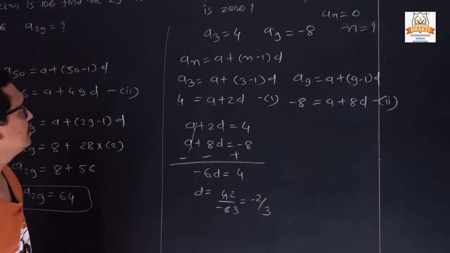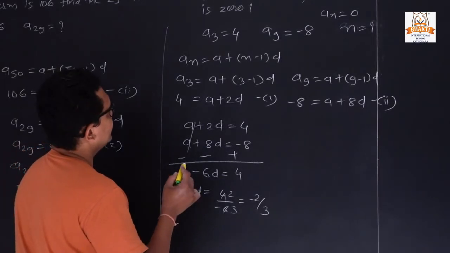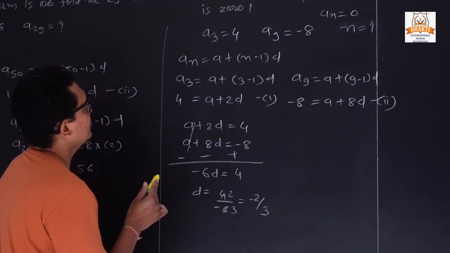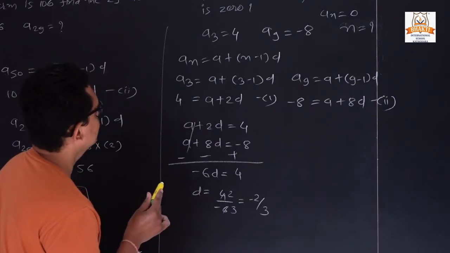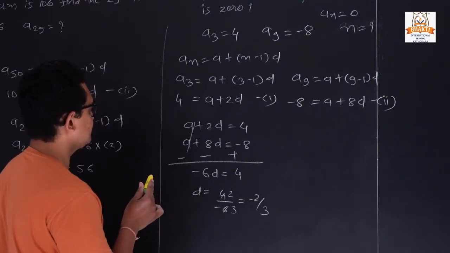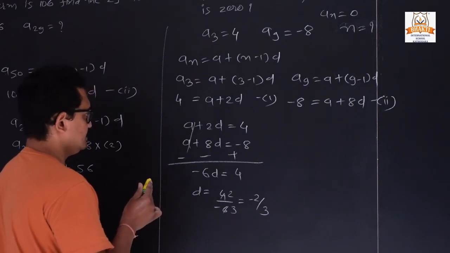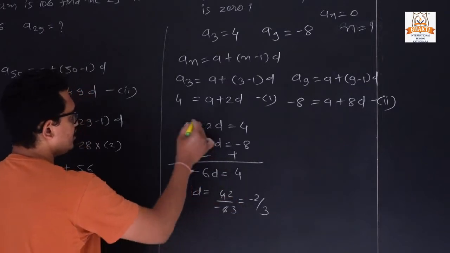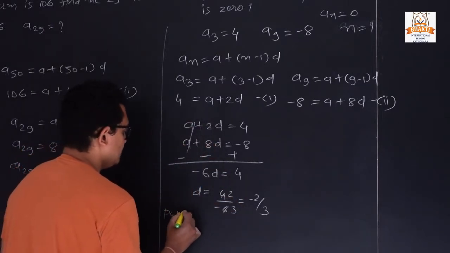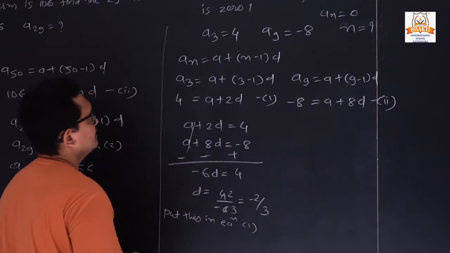Now we can simplify that. Once again I can check: 4 and minus 8, 4 and minus 8. Yes, then we can solve that. So the difference is minus 2 by 3. Now put this value in equation number 1.